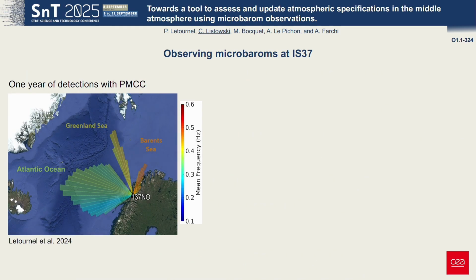Here, let's use IS37, a very good station in Norway. This is a yearly polar histogram view for 2021, showing that there are mainly three hotspots of microbaroms: the Atlantic Ocean, the Greenland Sea, and the Barents Sea. The color codes for the frequency, and you see already what I said before about the dominant frequency being different depending on which source of microbaroms you're looking at.